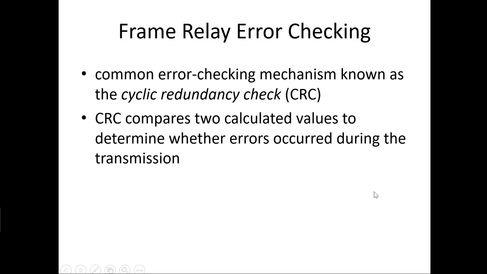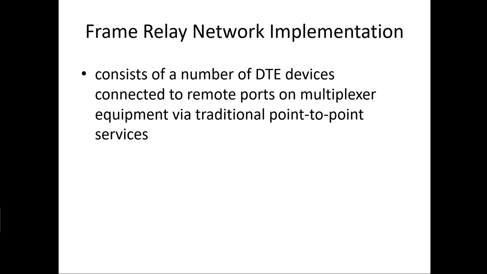Then frame relay error checking. Here the error checking mechanism is achieved with the help of the CRC, cyclic redundancy check value. It calculates the value, taking the known state and the current value and comparing them, so that it can verify whether the data has some error or not.